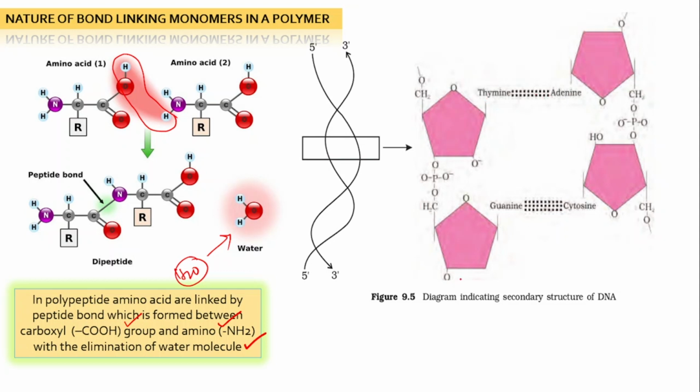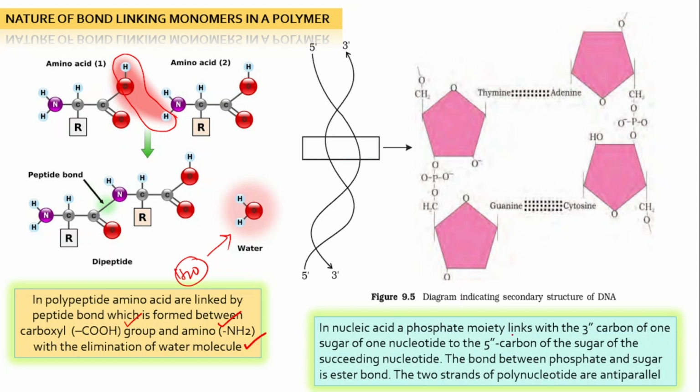You can see that in nucleic acid, the phosphate moiety links with the third carbon of the sugar. This is the third carbon. This phosphate group links the third carbon of the sugar of one nucleotide to the fifth carbon of the sugar of the succeeding nucleotide. Again, the bond between the phosphate and sugar is an ester bond.